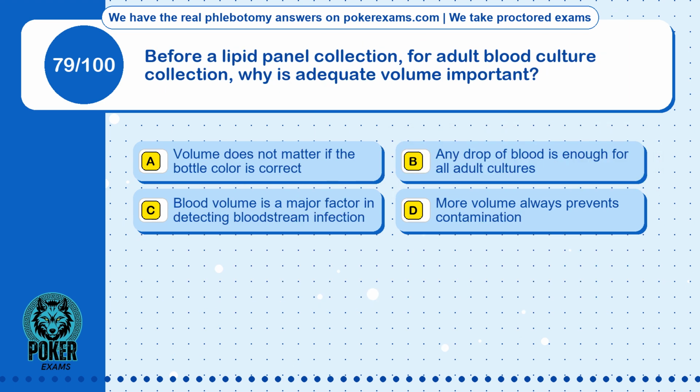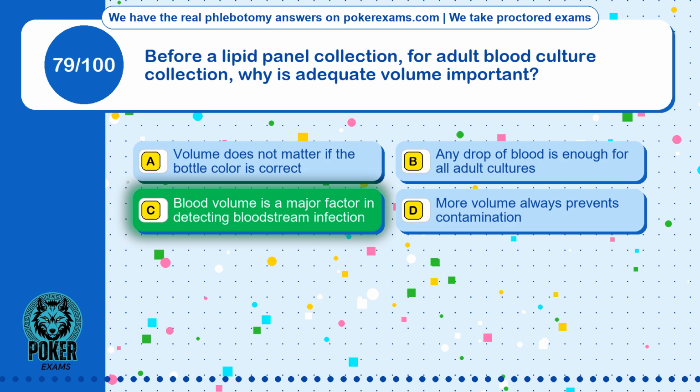Question 79. Before a lipid panel collection, for adult blood culture collection, why is adequate volume important? Option A. Volume does not matter if the bottle color is correct. Option B. Any drop of blood is enough for all adult cultures. Option C. Blood volume is a major factor in detecting bloodstream infection. Option D. More volume always prevents contamination.